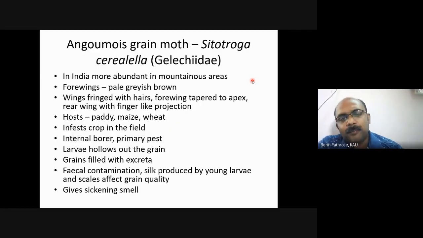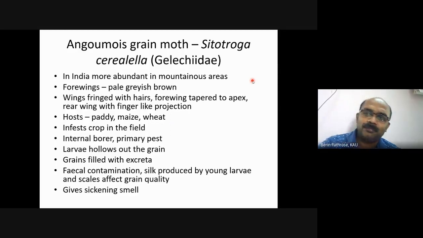So it is mainly a pest of paddy, maize, wheat, etc. It infests just like Sitophilus and Callosobruchus. It can also infest the crop when the crop is in the field itself. Listen one thing clearly. Angoumois grain moth is the only primary pest, lepidopteran primary pest. Usually, all others are not primary pests.